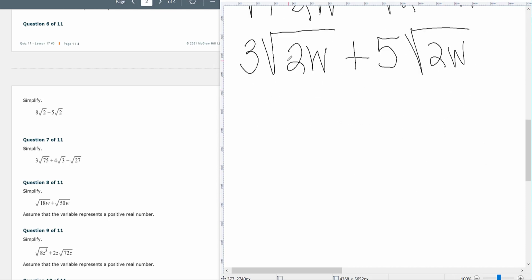And now look, index is 2, radicands are both 2w, variables, w inside. This is 8 times the square root of 2w. When you add, you do not change the radicands. You just bring them over.